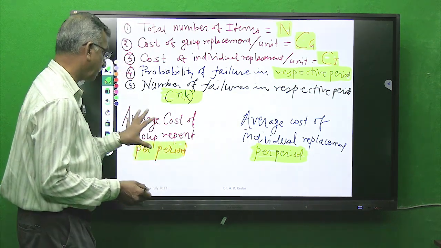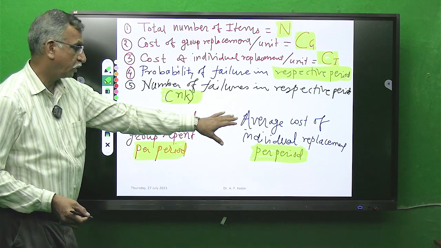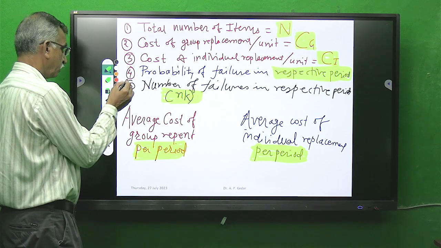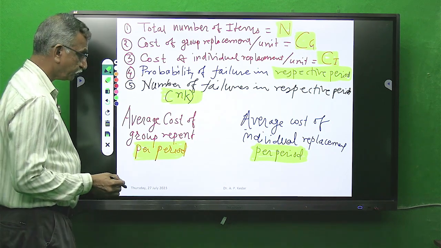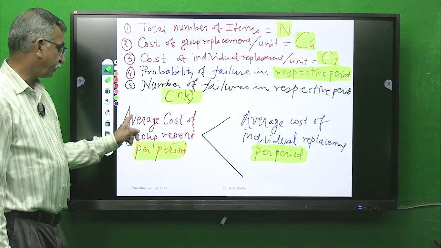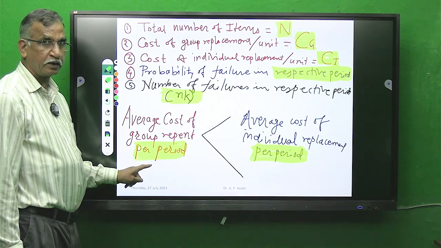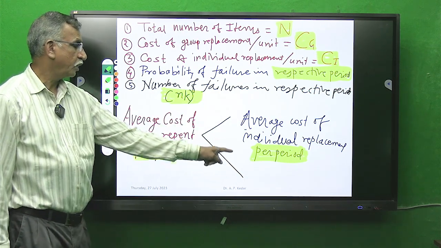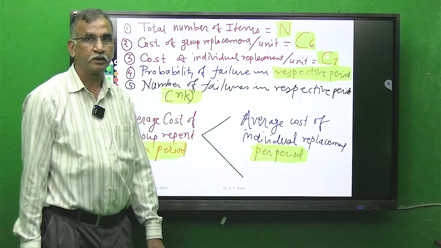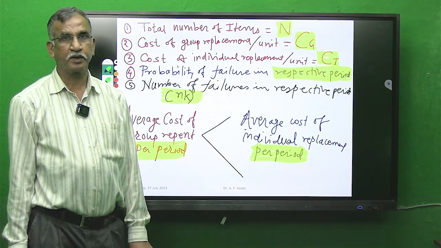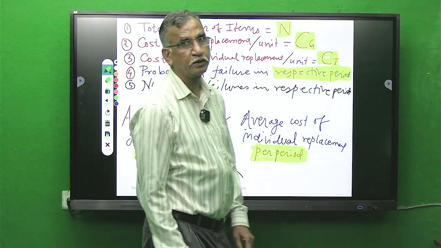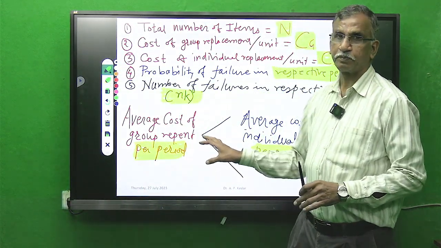If we calculate this group replacement cost and individual replacement cost, and if the situation is like this, meaning the average cost of group replacement per period turns out to be less than the average cost of individual replacement per period, students, remember in mind, if this is satisfied, your answer should be: prefer group replacement policy.